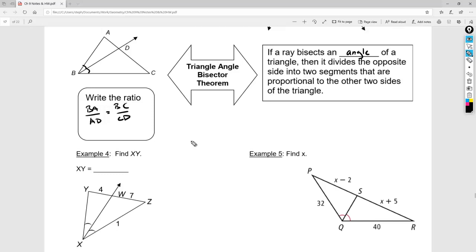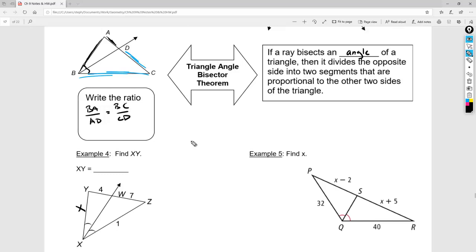So I am in proportion here. So BA is to AD as BC is to CD. That's what that means. Alright, last two examples. So first they want me to find XY. XY right here. So I'll just call that X.